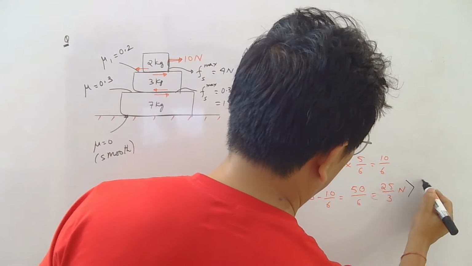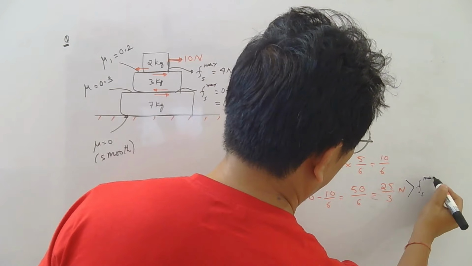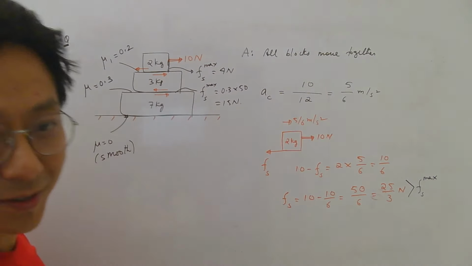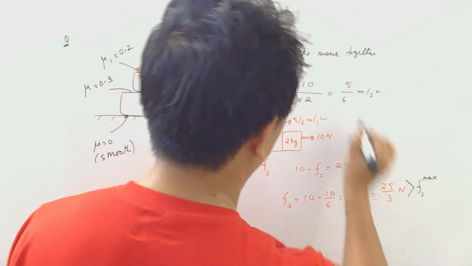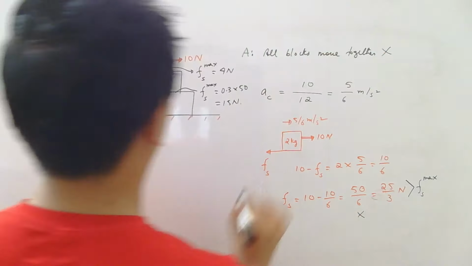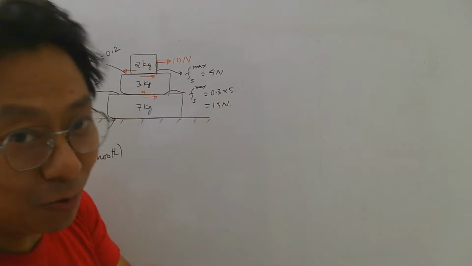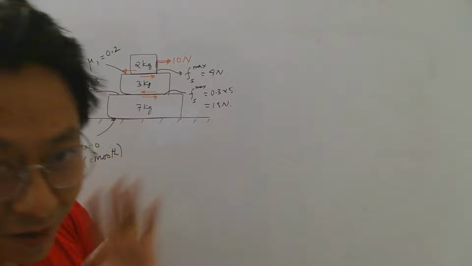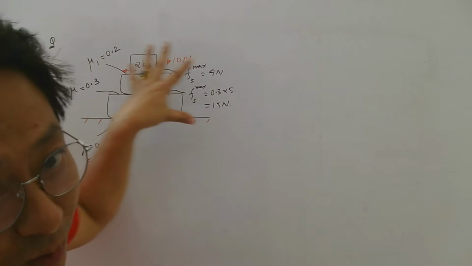So this is coming greater than the max value. How can it be more than max? Right? So this is a wrong assumption. So our blocks are not moving together. Now we came to know all the blocks are not at rest, and all the blocks are not moving together.